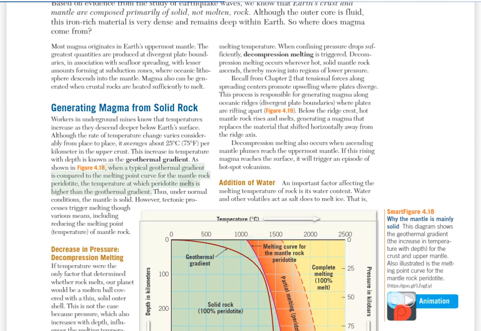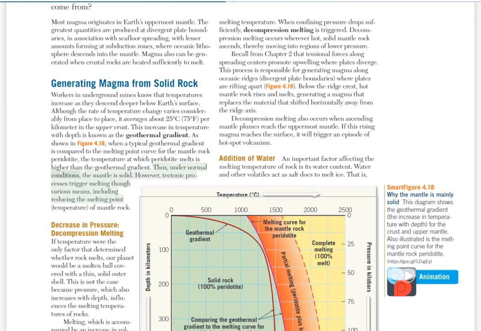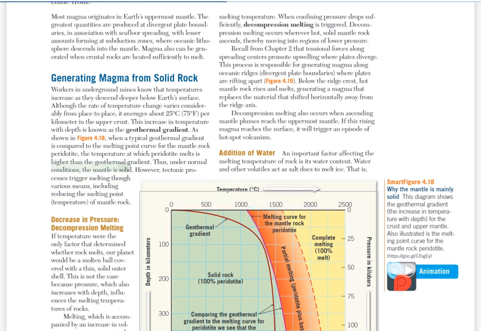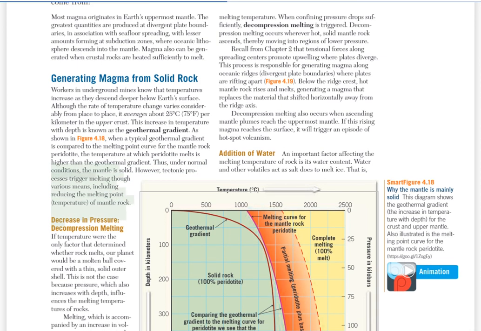at which peridotite melts is higher than the geothermal gradient. Thus, under normal conditions, the mantle is solid. However, tectonic processes trigger melting through various means, including reducing the melting point of mantle rock. Decrease in pressure, decompression. Melting.